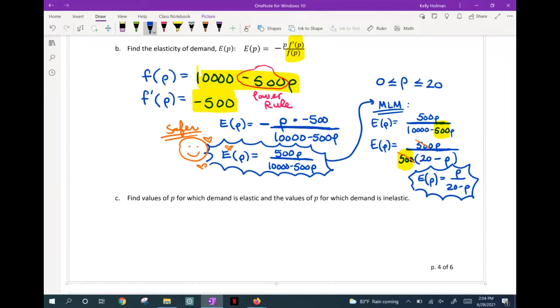Okay, well, let's look at C. Okay, what is C asking? C is asking us to find values of P. That's prices, right? So find prices.